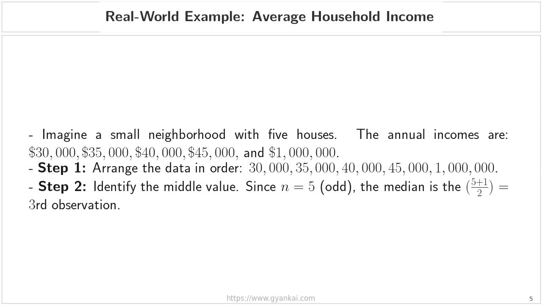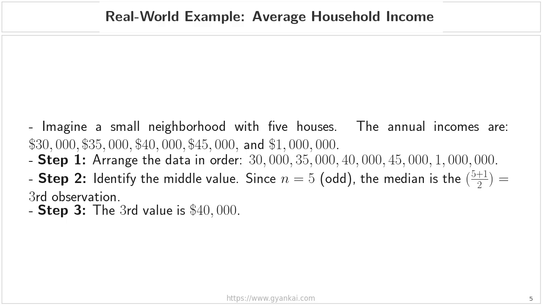Next, we need to identify the middle value. Since our total number of observations, or n, is 5, which is an odd number, we can find the exact middle position by using the formula (5 + 1) / 2. This tells us that the third observation is our median. Looking at our ordered list, the third value is $40,000.